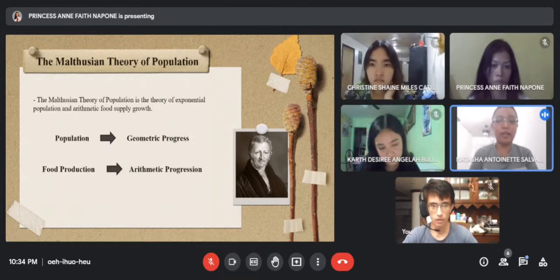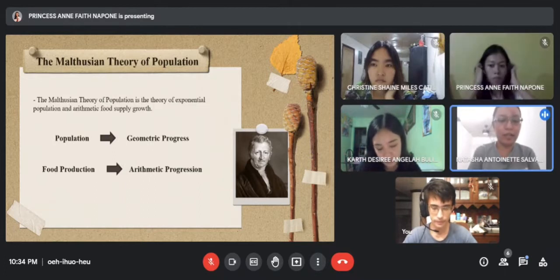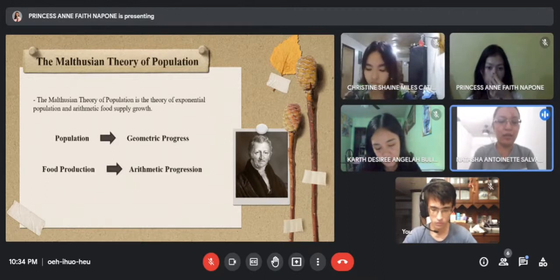And another one, an arithmetic progression, is also a sequence of numbers such that the difference between consecutive terms is constant. So, for example, the sequence 2, 5, 8, 11, 14, and 17, which has a common difference of 3.